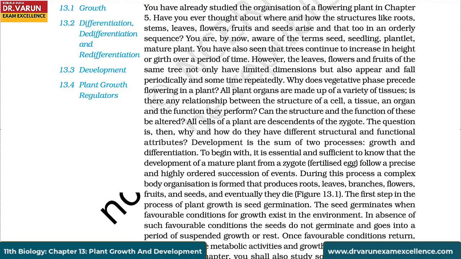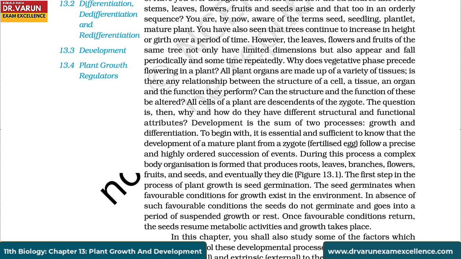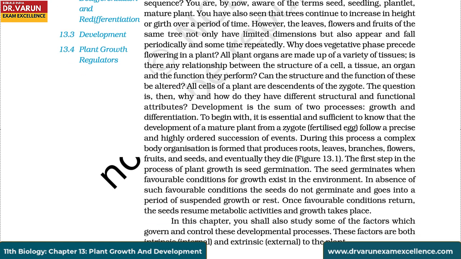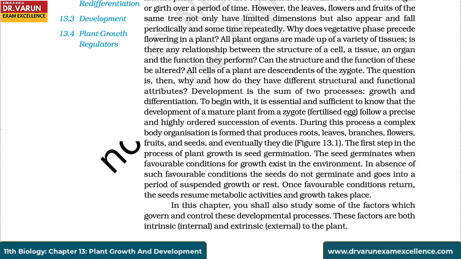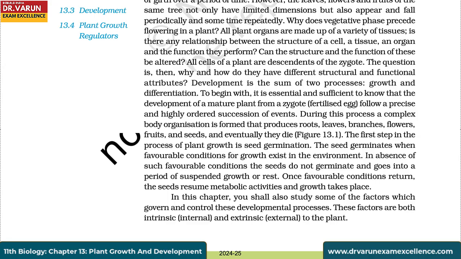All cells of a plant are descendants of the zygote. The question is then, why and how do they have different structural and functional attributes? Development is the sum of two processes, growth and differentiation. To begin with, it is essential and sufficient to know that the development of a mature plant from a zygote, or a fertilized egg, follows a precise and highly ordered succession of events. During this process, a complex body organization is formed that produces roots, leaves, branches, flowers, fruits, and seeds, and eventually they die. The first step in the process of plant growth is seed germination.